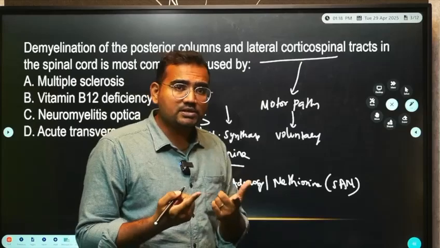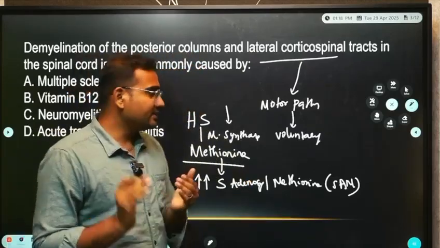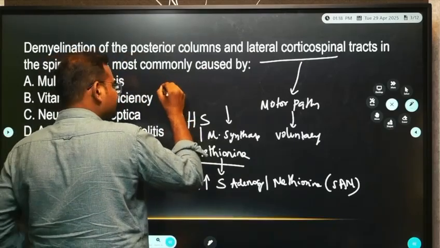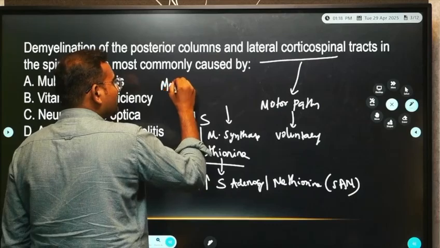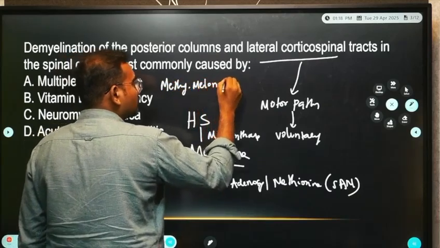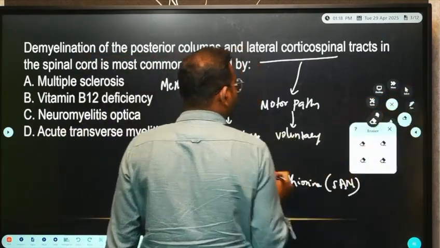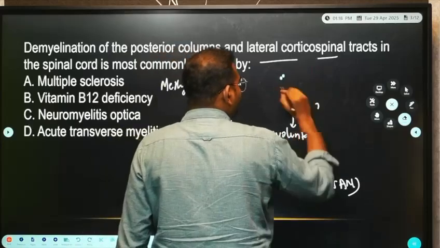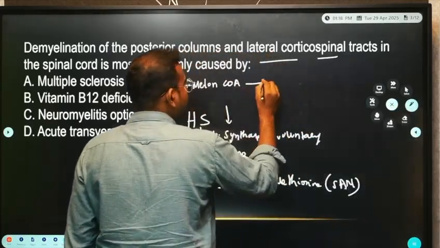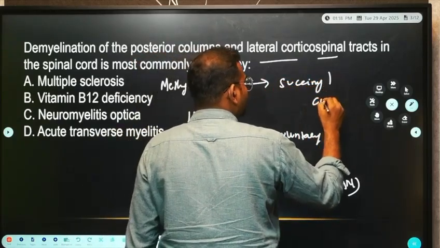Another way it helps in the myelin sheath maintenance is that it helps in the conversion of methylmalonyl CoA to succinyl CoA. It helps in the conversion of methylmalonyl CoA to succinyl CoA.